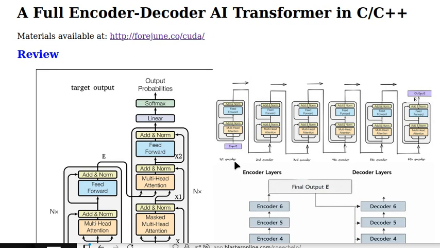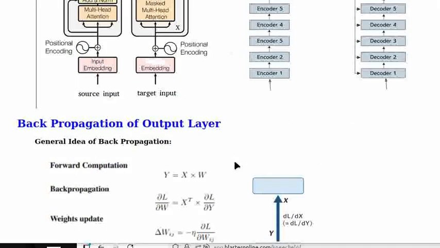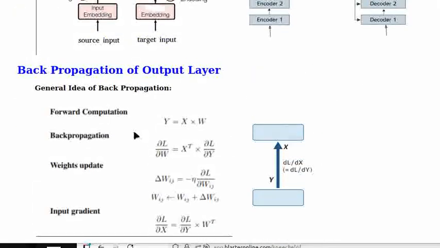Let's review how backpropagation works. During the forward pass of a block, we compute an output matrix Y by multiplying the input matrix X by a weight matrix W. That is, Y equals X times W. Given the gradient of the loss with respect to the output, dL/dY, we can compute the gradient with respect to the weight matrix, dL/dW, by multiplying the transpose of X by dL/dY.